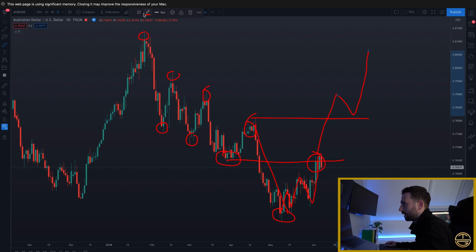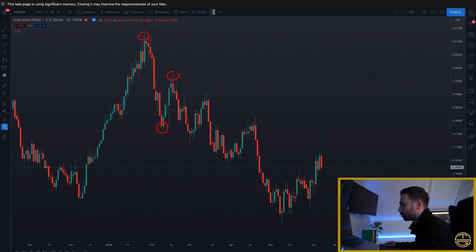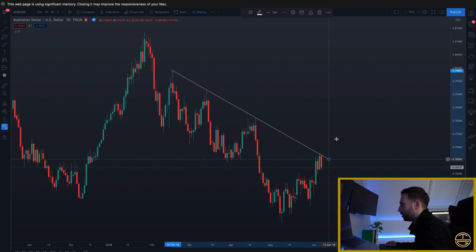So let's just take this back at the moment. Here we go. And let's start drawing some really good levels. So first of all, we're going to mark the downtrend. We're looking for a good 3 points of contact minimum, which we've clearly got. 1, 2, 3. It's actually a fourth touch.